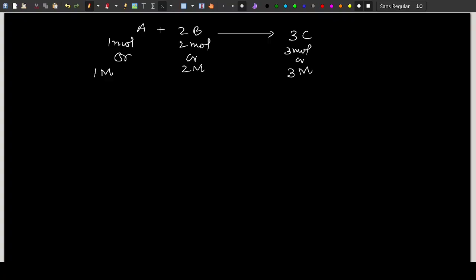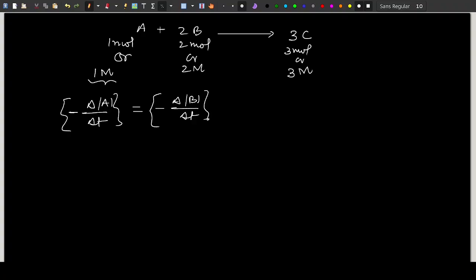Finally, here we write delta A upon delta T with the minus sign, and here we write delta B upon delta T with minus sign. Now these are two things. If we want to make them equal, when it is 1 and the other is 2, we have to equate these. So for equating, multiply by 2, because when it is 1 then it is 2, and to make it equal, in this case you have to multiply by 2. That's why we are multiplying by 2.